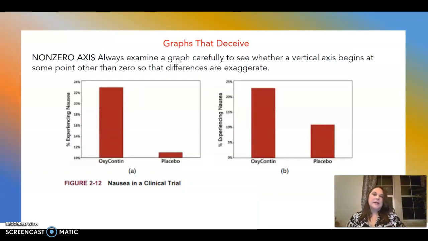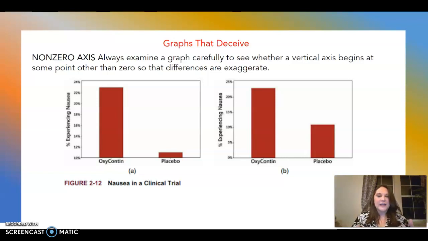So this is under this part of the lesson called graphs that deceive. The other displays that were being shown were graphs that enlighten, that you've got this data and you want to present it. You've been doing a lot of work collecting all these numbers, and this is what you want to say that the numbers told you.